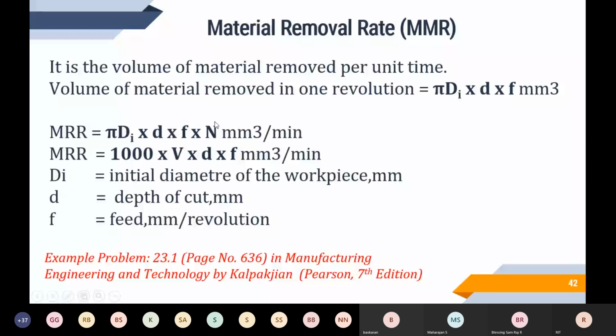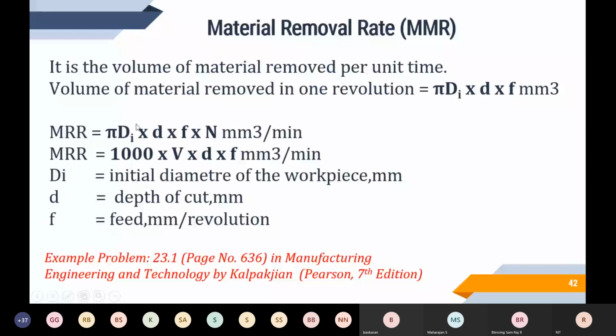So, the number of cuts. For example, we can't directly cut a 5 mm or 4 mm or 6 mm depth of cut to remove the unwanted portion. Slowly we have to give 0.1 mm, 0.3 mm, 0.4 mm or 1 mm. So that is the number of passes, denoted as such. MRR is also given by another formula, 1000 V f d, which we can use based on the given data.